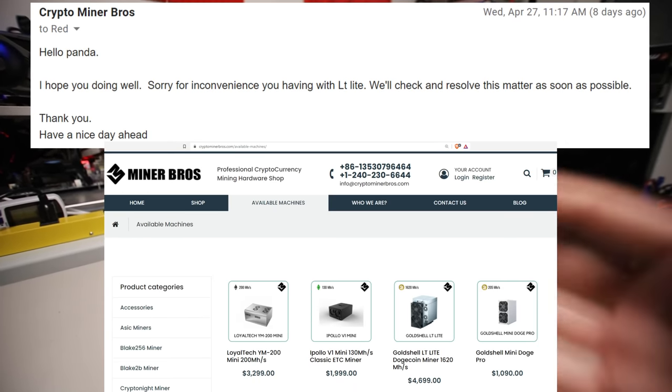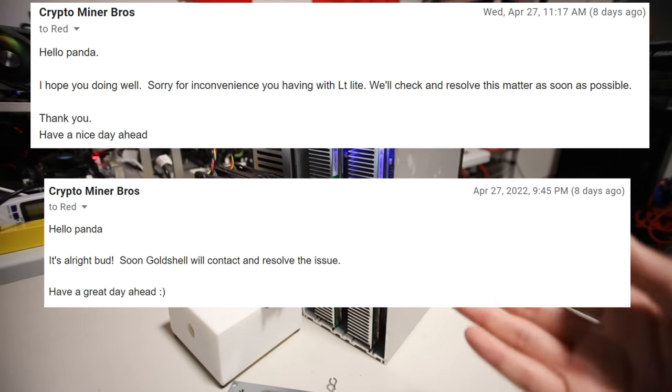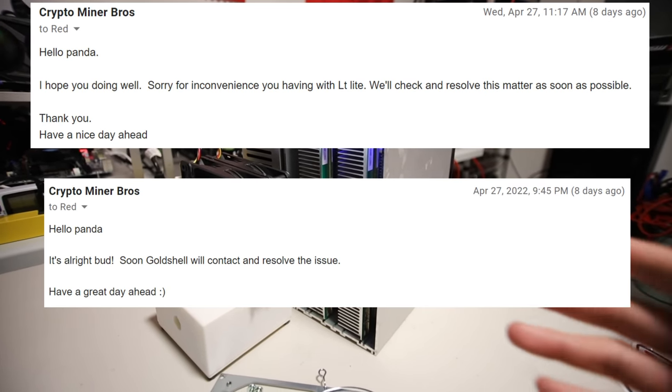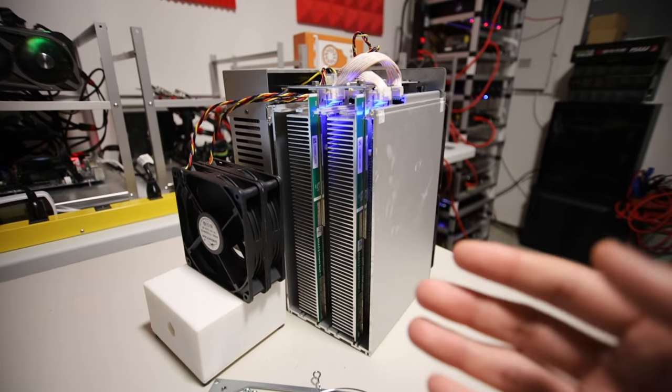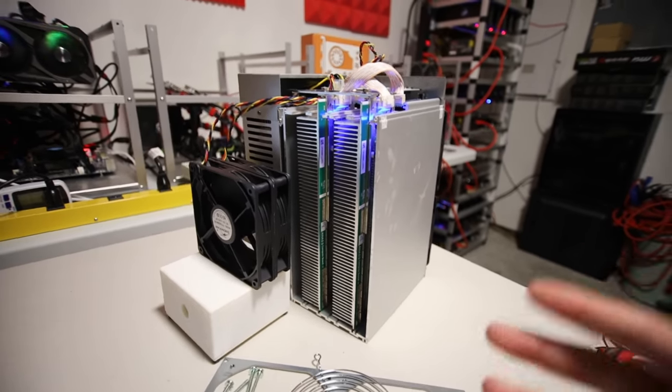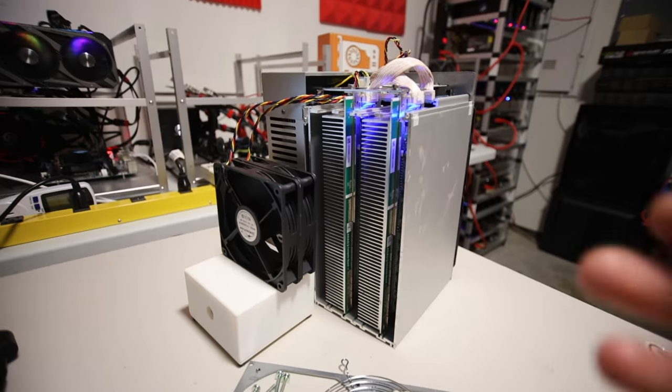So I released that video, and about 5 hours later, CryptoMiner Bros emailed me saying, RedPanda, we will fix this for you. They said sorry, and they said they were going to get in touch with Goldshell, and Goldshell would contact me and get me in touch with a support person. And I was like, awesome, this is great service. I just wanted to see if CryptoMiner Bros or Goldshell would contact me, and ultimately they did, right?